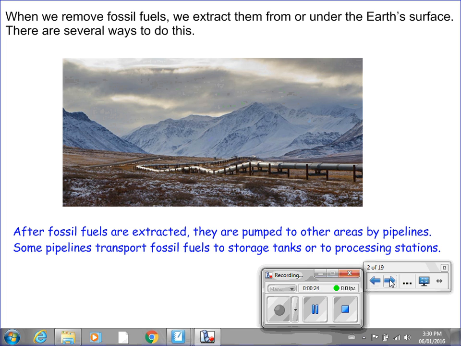When we remove fossil fuels, we extract them from or under the Earth's surface. There are several ways to do this. And just take a look at this picture here. You see this incredibly long pipe going way off into the distance. This is actually what we call a pipeline. After fossil fuels are extracted, they are pumped to other areas by pipelines like the one you see here. Some pipelines transport fossil fuels to storage tanks or to processing stations.